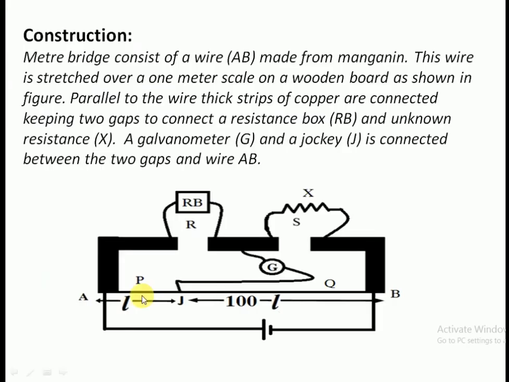Construction: it has a wire 1 meter in length, made of manganin, and parallel to this we have a copper strip, and we have 2 gaps here so that we can connect a resistance box here, and here we put the unknown resistance whose value needs to be calculated. On this side we have the wire AB, and from the middle of R and S we connect the galvanometer and the jockey, and we can move this jockey along the wire AB so that we can get a balanced bridge, and the cell is connected across the wire AB.